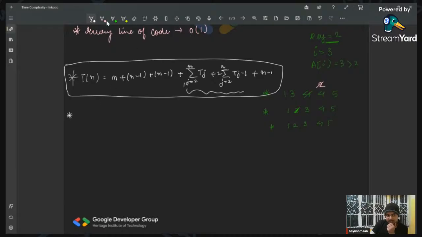So if we consider the best case scenario, it happens in a sorted array.